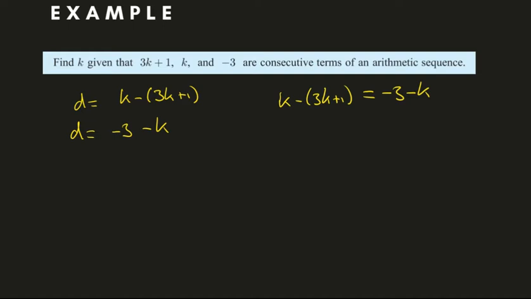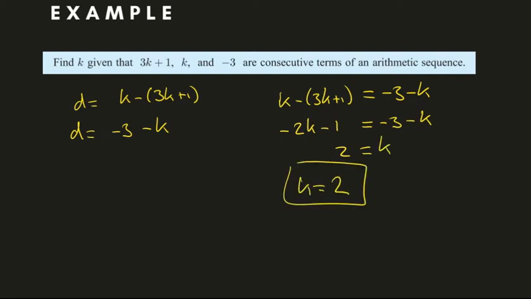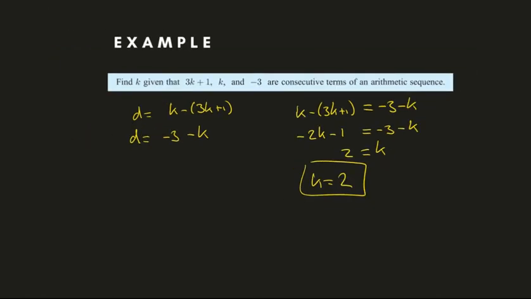So we'll just get rid of those brackets very quickly and collect up some terms. We'll have minus 2k minus 1 on the left equals minus 3 minus k on the right. If we add 2k to both sides and add 3 to both sides, we'll end up, there we are, look, k is equal to 2. Not too difficult at all.